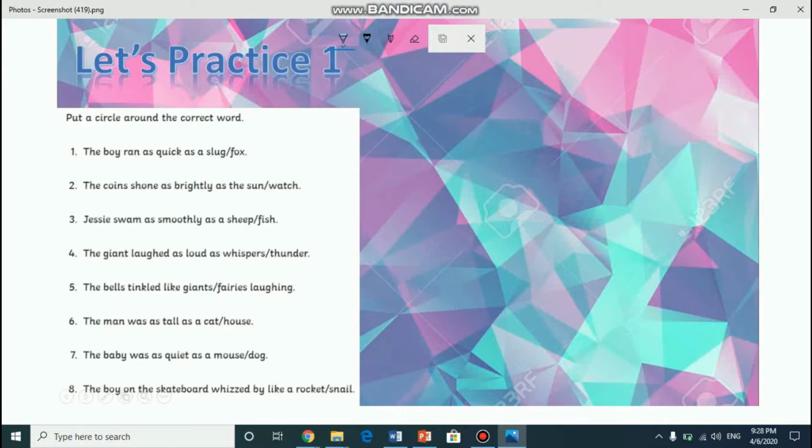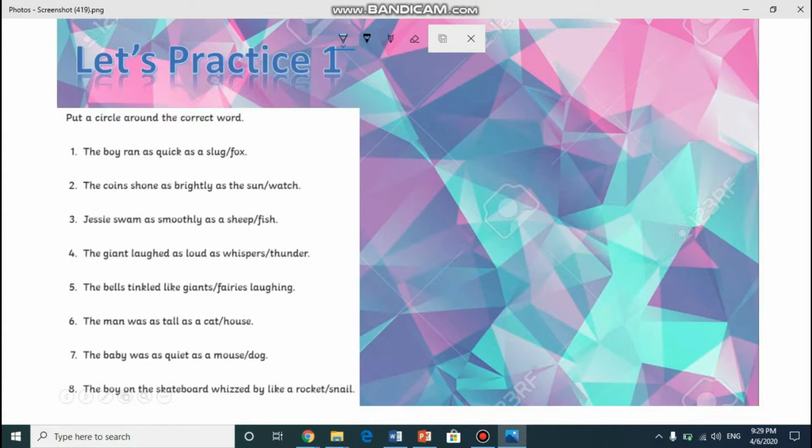Okay, so as we are done with our explanation, we're gonna start with some application. And here you might need the big English copybook on a new page. Make sure that the title is up, which is Similes, and make sure that you are starting really organized and you are writing on the line.